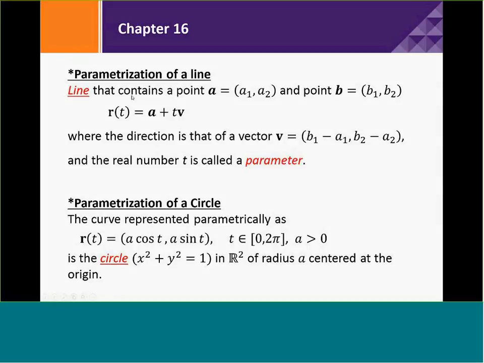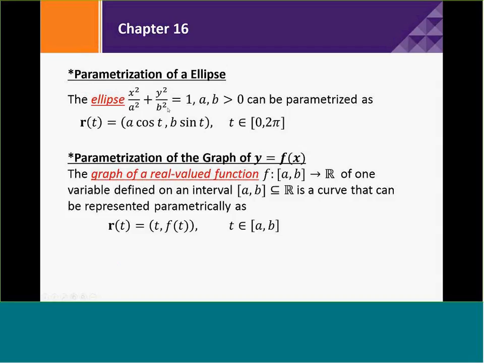So this is the formula for the parametrization of a line, so that you can transform a line with two variables x and y into only t. This is the formula for parametrization of a circle. This is for an ellipse. And if you have any function, you may represent x equal to t, and then write the function in terms of t.